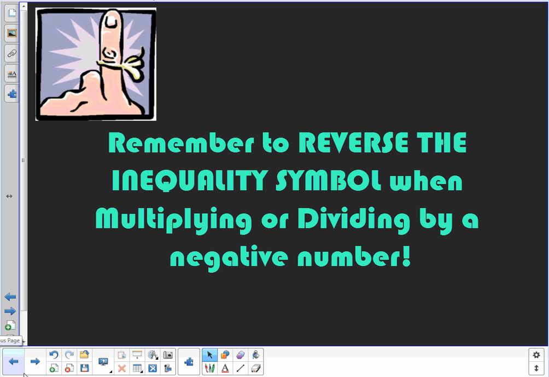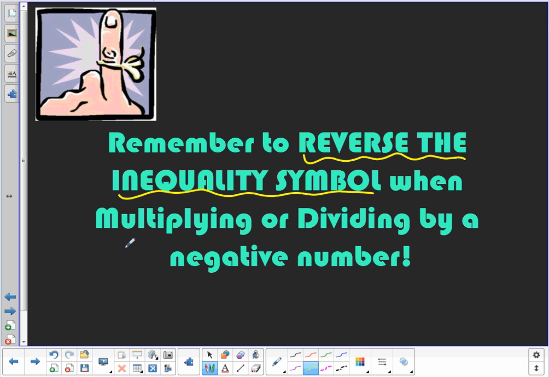The last thing on the bottom of your front page, number 2, reverse the inequality symbol. You need to flip the sign when you multiply or divide by a negative. Okay, reverse the inequality symbol when you multiply or divide by a negative. So that's one thing that you can solve in equations.